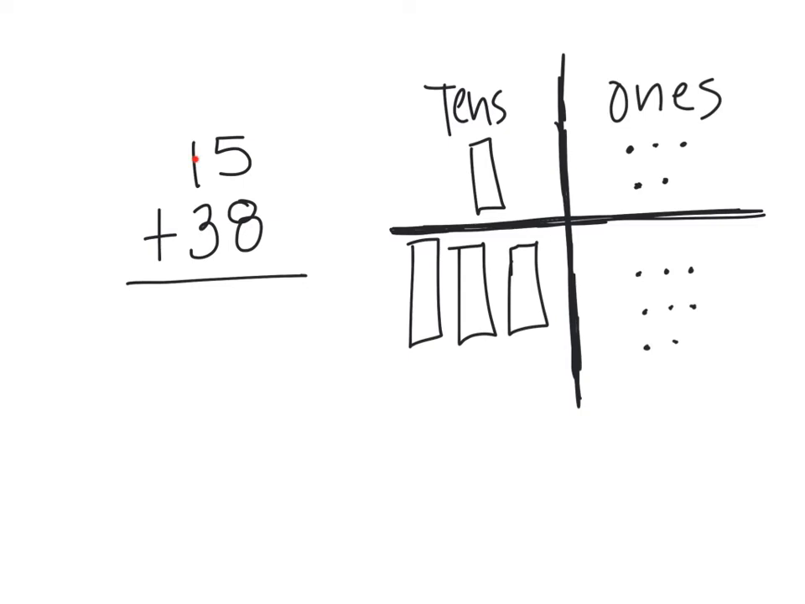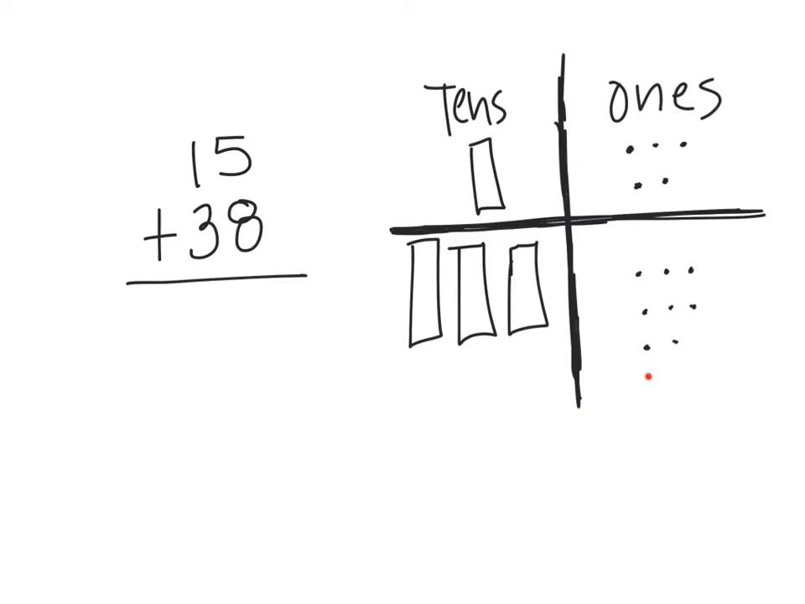So we have 1 ten. So I drew 1 and then 5 ones. 1, 2, 3, 4, 5. Then we have 3 tens, 1, 2, 3, and then 8 ones. 1, 2, 3, 4, 5, 6, 7, 8. So we're going to combine the ones first, all right?